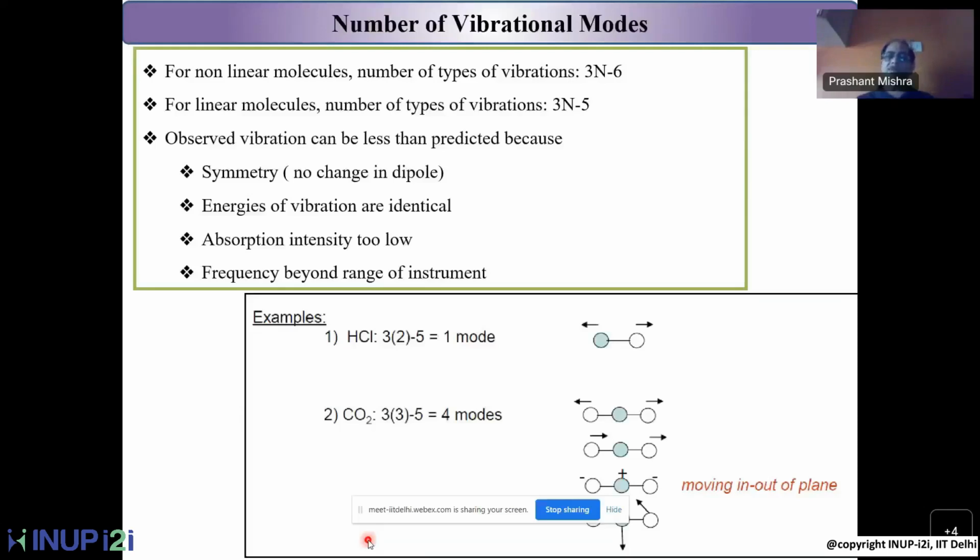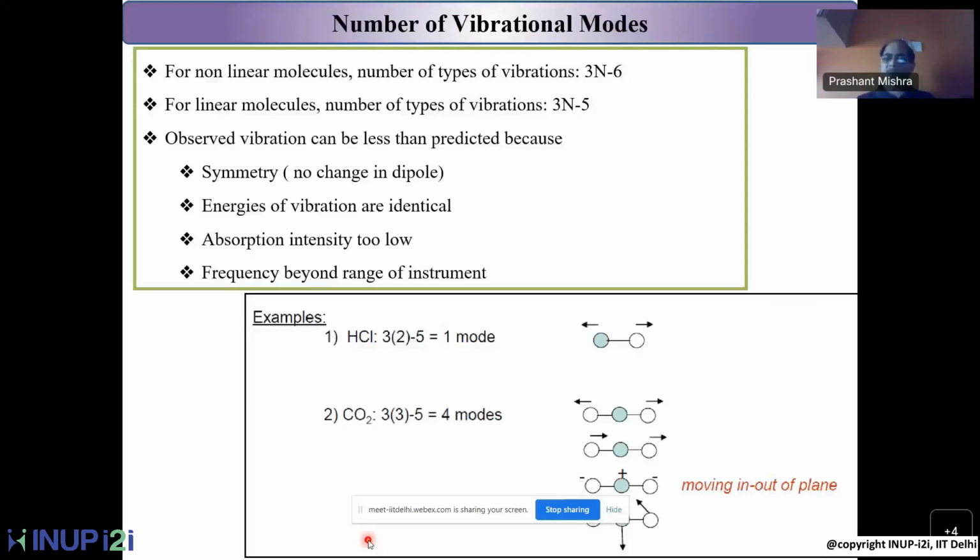The number I'm giving is the predicted one. But of course, when you take a reading, the number could be lesser. When there is no change in dipole, the symmetry makes the energies of vibrations identical. These are some important facts which you need to know. Also, the absorption intensity may be too low, or the frequency may be beyond the range of the instrument. These are the things you can monitor when you are taking the actual reading, and because of that, the observed vibration can be less than the predicted vibration.